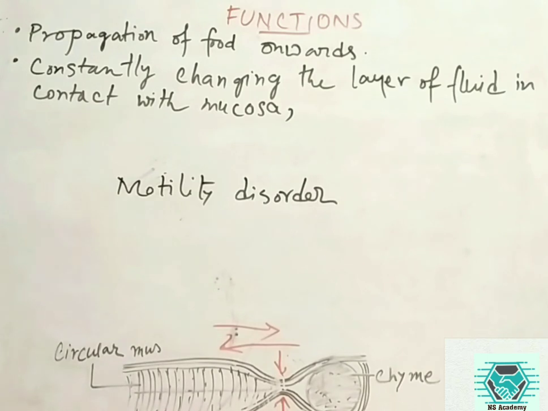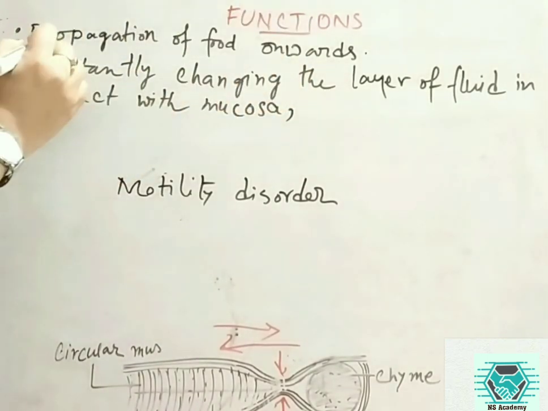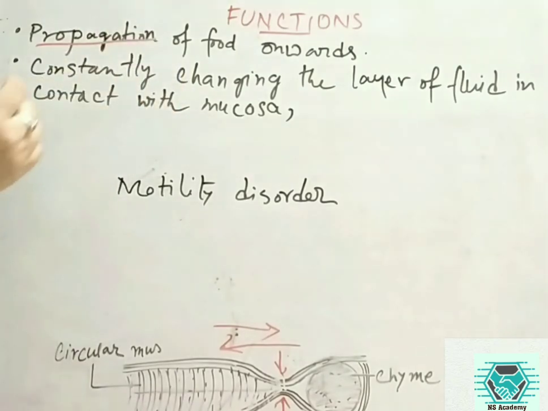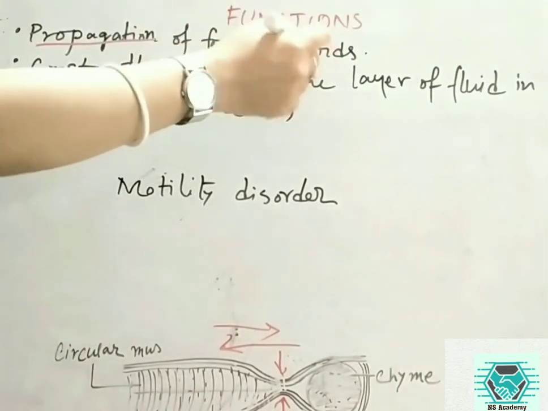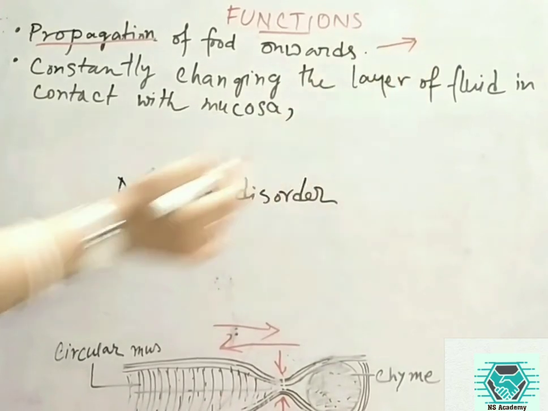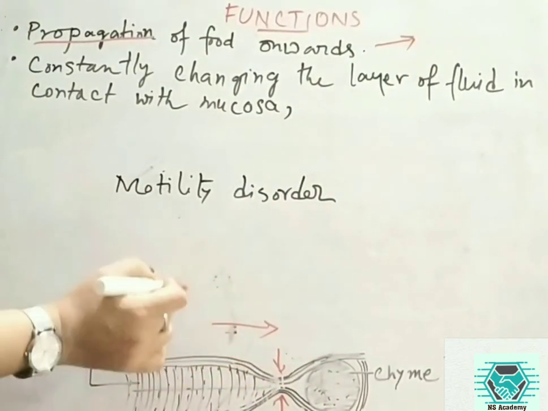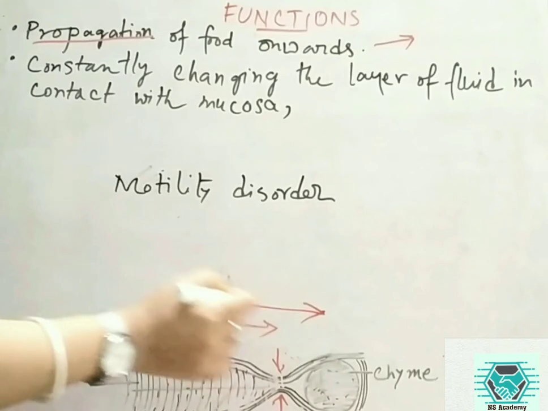Now moving to the functions of peristalsis. Peristalsis has the chief function of propagation of the food onwards, so that the food we swallow can move to the stomach and then the intestine. Other functions are the same as the segmentation movement.